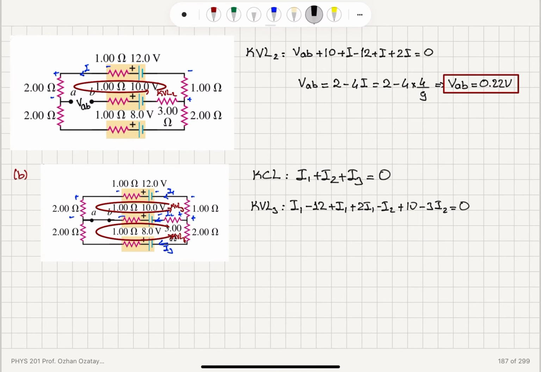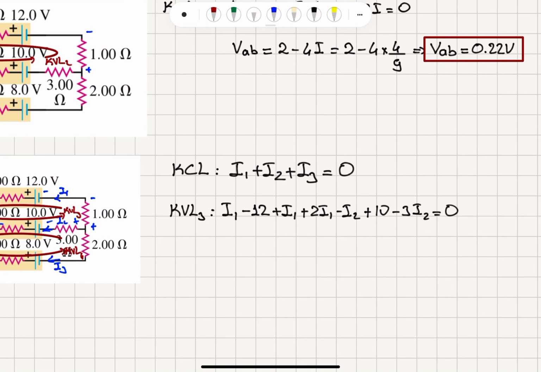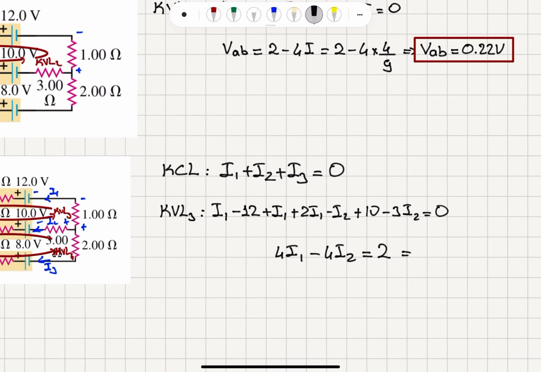That's KVL3. So if I look at I1 values here, I1 plus 2I1, I have 4I1. And I2 values, minus I2 minus 3I2, minus 4I2. This must be equal to minus 12 plus 10, which is minus 2. On the right hand side, this becomes plus 2. So this gives me an equation between I1 and I2. I1 minus I2 is equal to 0.5 amps.